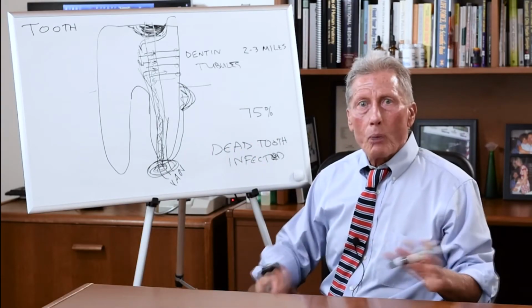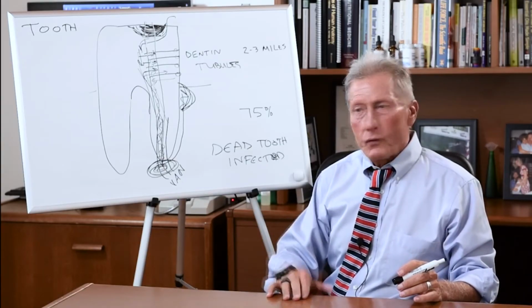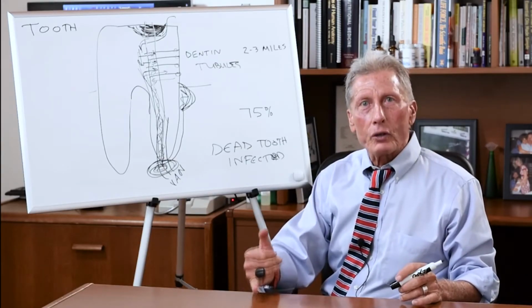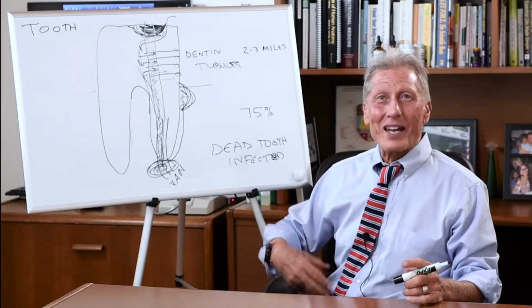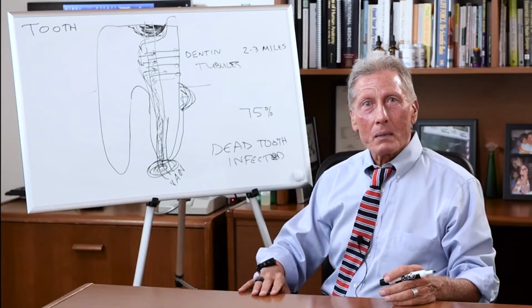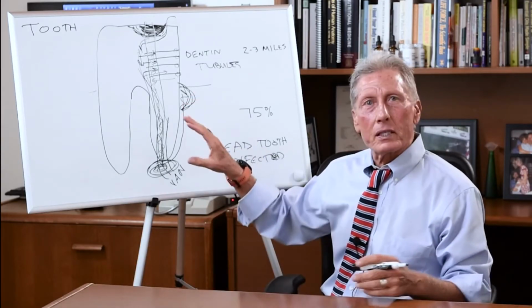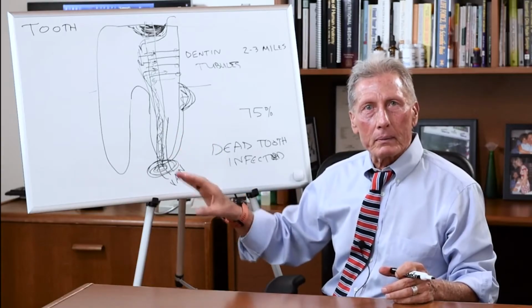Now nobody in medicine leaves dead infected organs except dentists. If you've got a dead infected gangrenous toe, you cut it off. If you've got a dead infected appendix, you cut it out. You can't live with these things because the poisons will kill you. And the problem with this is that these poisons kill you, but they do it slowly.